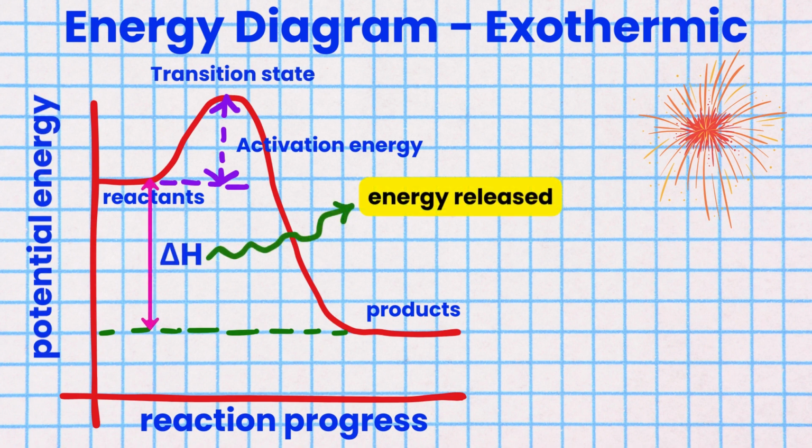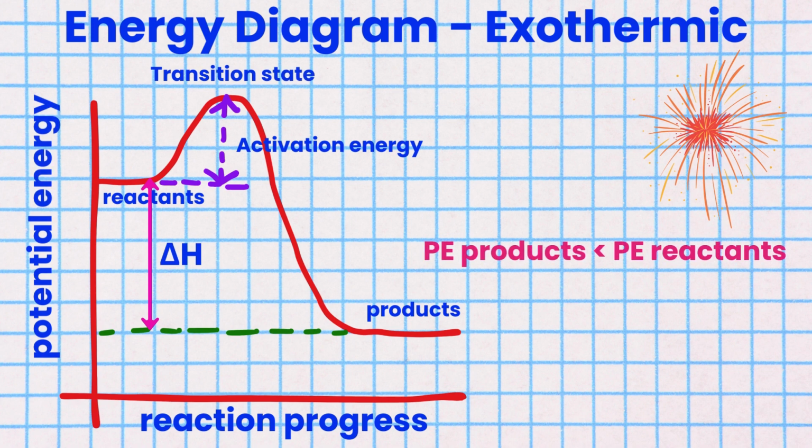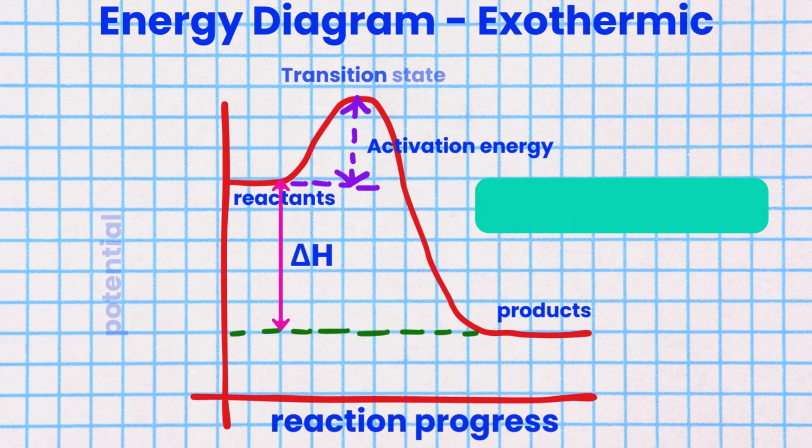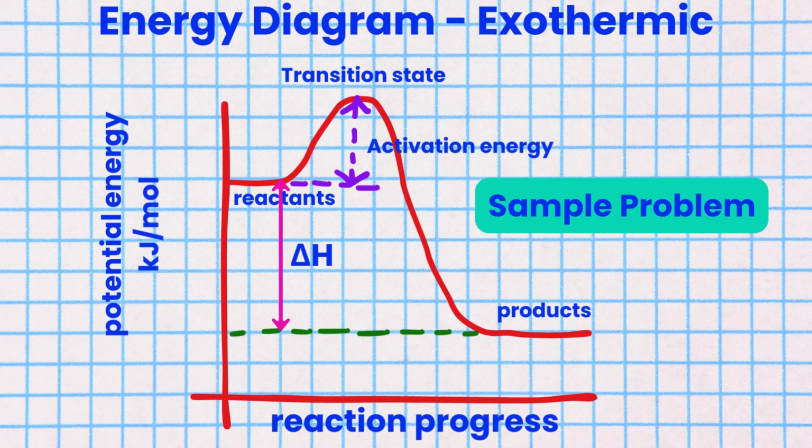This is the ending point of the reaction or the final energy state of the system. The difference in potential energy between the reactants and the products is the net energy released by the system or the change in enthalpy of the system. In an exothermic reaction, the energy of the products is less than the energy of the reactants. Net energy is released by the system, which means the enthalpy of the system goes down and delta H is negative. Let us assign some fictitious values to an exothermic reaction energy diagram.